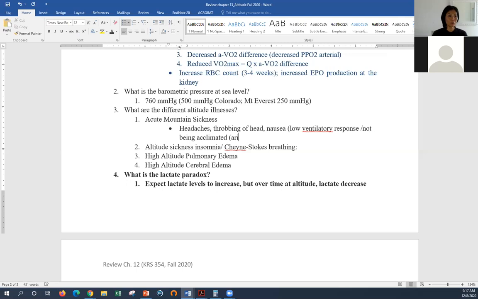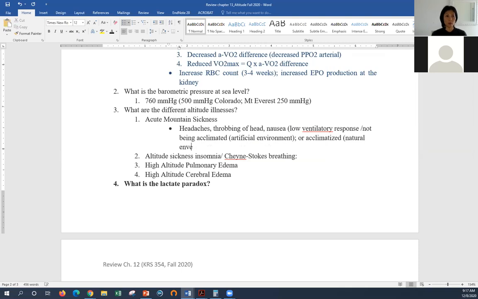Remember, acclimated happens in an artificial environment, or acclimatized, which occurs in the natural environment, which would really mean that you follow the recommended ascent tables, meaning you would hike up to a higher altitude, but then maybe during the night when you sleep, come down to a base camp to sleep, and following that protocol would enable you to become naturally acclimatized.